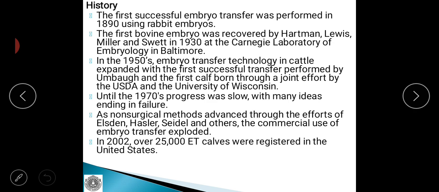Until the 1970s, progress was slow, with many ideas ending in failure. As non-surgical methods advanced, through the efforts of Elsden, Hasler, Seidel, and others, the commercial use of embryo transfer exploded. In 2002, over 25,000 ET cows were registered in the United States alone.